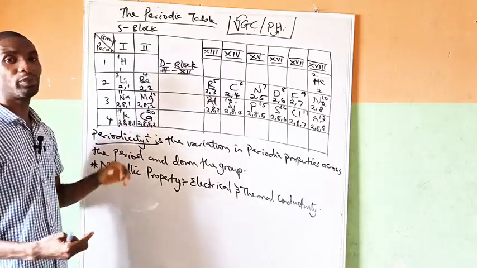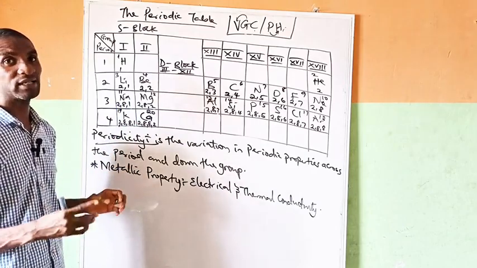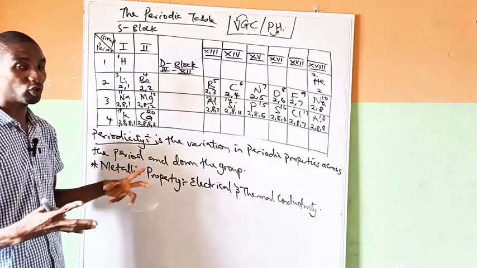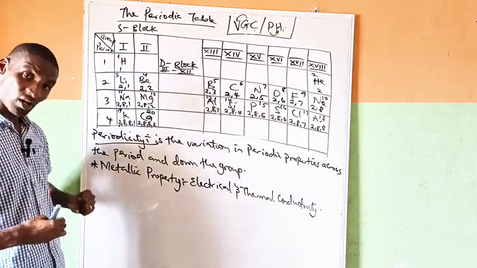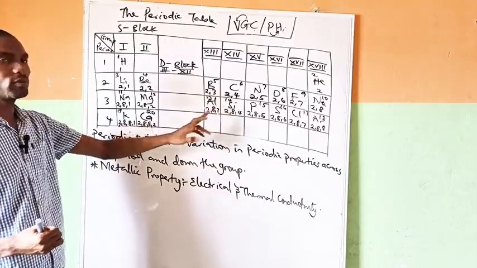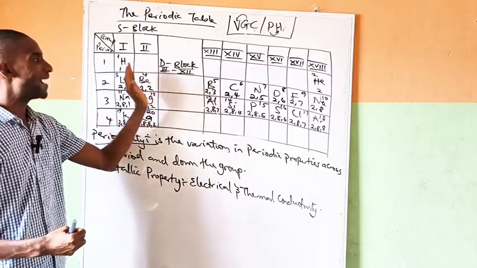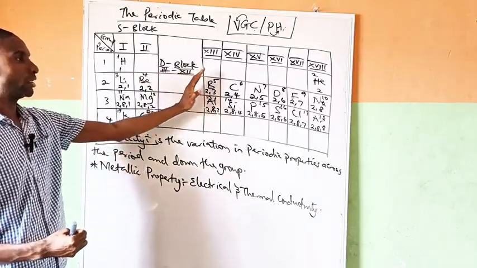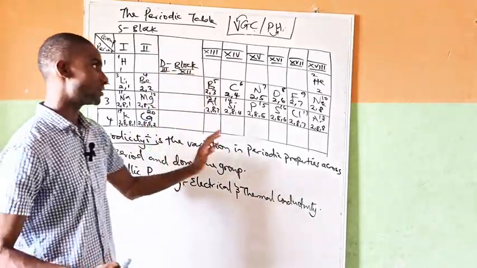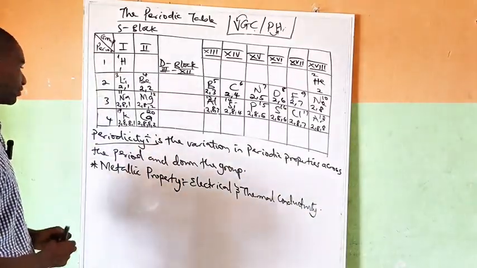If you use a sodium pot to cook, that pot is going to break. The temperature will bring about expansion, and because it does not have the ability to resist, it's going to break. But aluminium can actually resist it. So that property increases across the period among the metals, while it is non-existent in the non-metals, right?